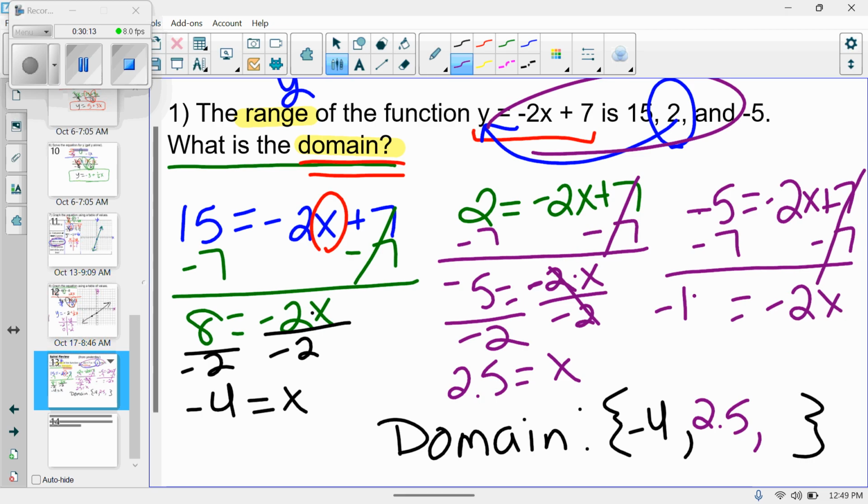-5 minus 7 is -12. Opposite of multiplication, you're going to divide by -2. So what are we going to get? 6. Good. 6 is our last number in the domain.